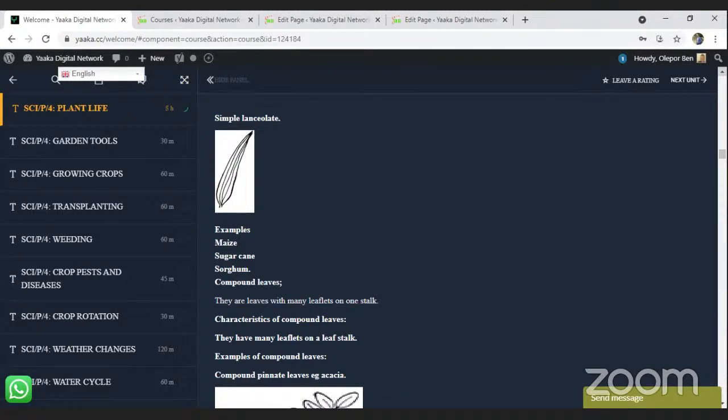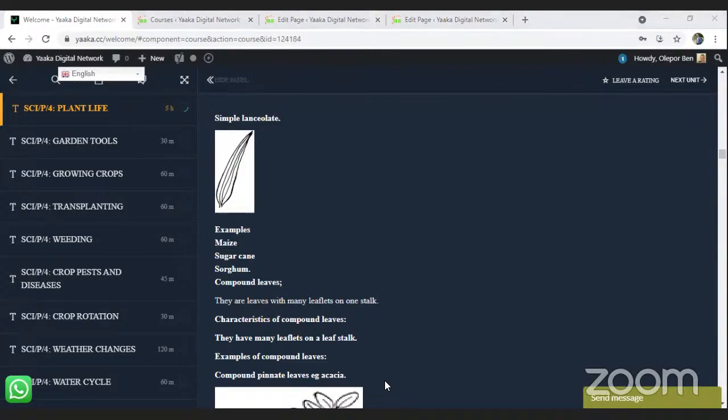Examples of compound leaves: compound pinnate leaves, e.g. acacia. Compound bipinnate leaves, e.g. jacaranda. Compound trifoliate leaves, e.g. beans. Compound digitate.